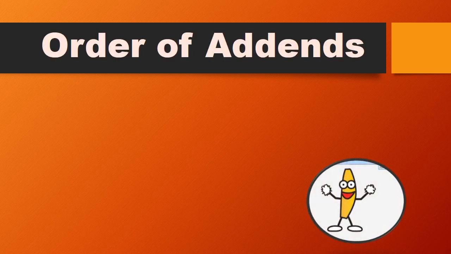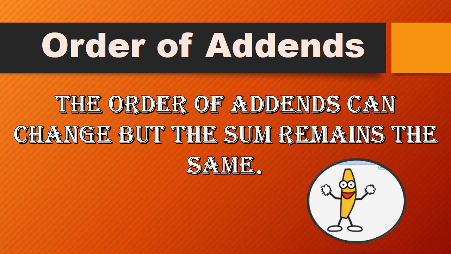We have already discussed the term addend in the previous session. An addend is a mathematical term that refers to the numbers which are added together in addition. So what does order of addend mean? Order of addend means that the numbers can be added in any sequence. You can write the number first or the next, but the sum will never change. It will remain the same.